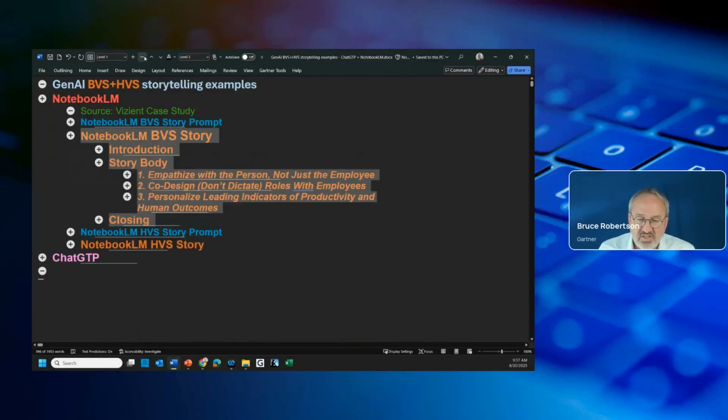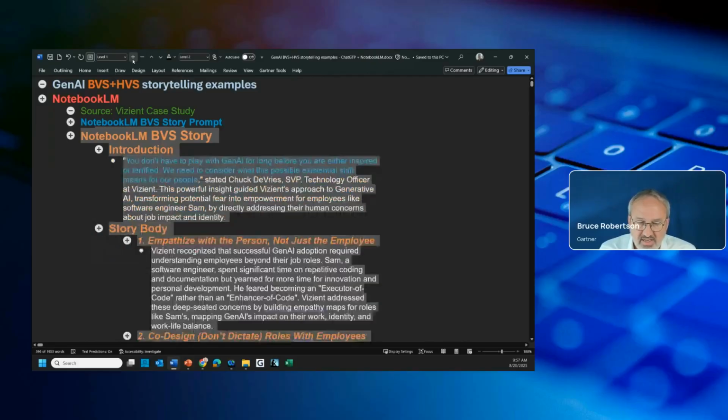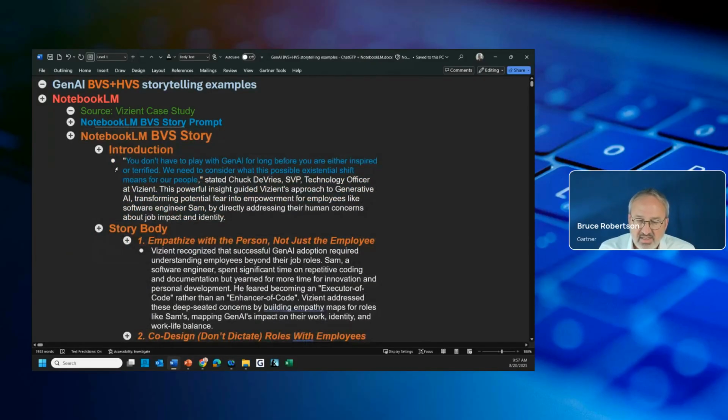Now, of course, one thing is to show it actually absolutely has the main structuring elements. But look at some of the detail. I think this is kind of interesting. You don't have to play with Gen AI for long before you're either inspired or terrified. We need to consider what this possible existential shift means for our people. Now, that is a direct quote from the case study. That's what one of the people running the whole thing said.